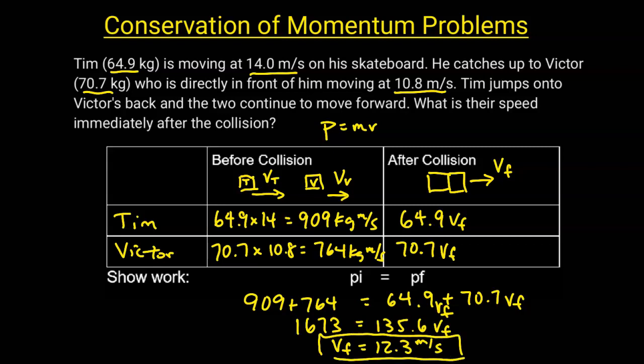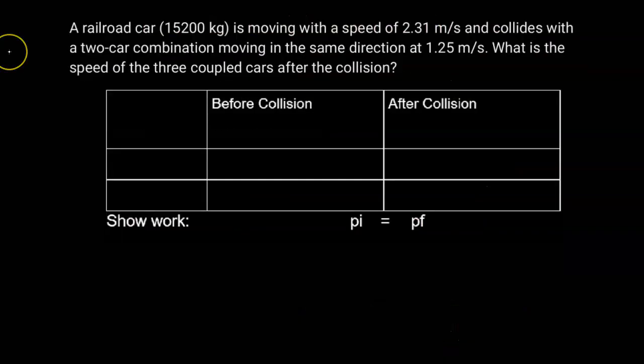So what we did here was we figured out the initial momentum of Tim and Victor, added those two numbers, and got 1673. Then we added up the momentum of Tim and Victor after the collision, but we have this unknown variable, the final velocity. We added them up and got 135.6 times Vf, and then we solved for Vf to find the final velocity. Now let's take a look at another problem.